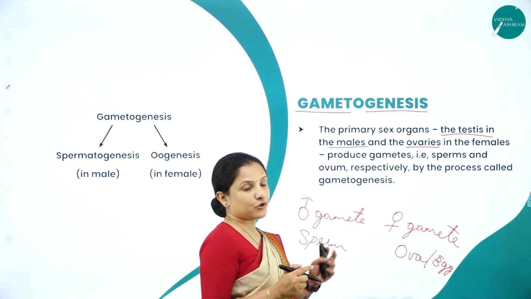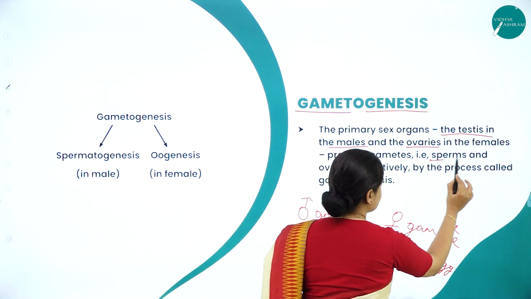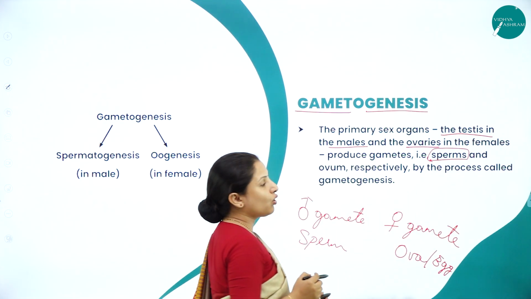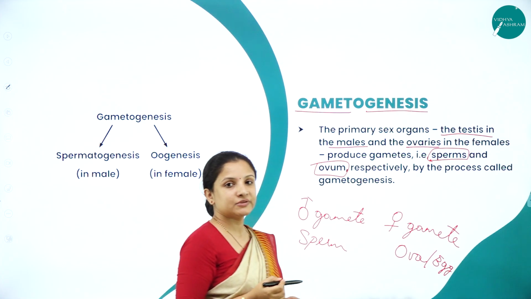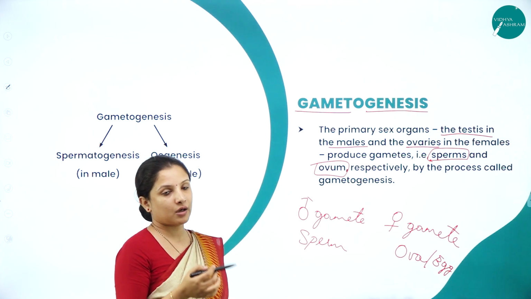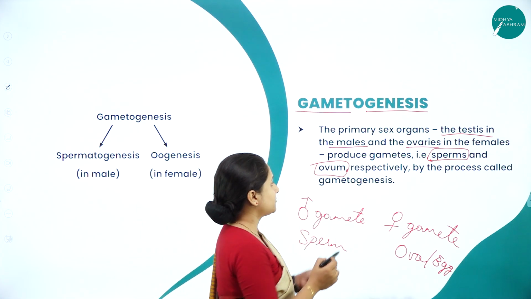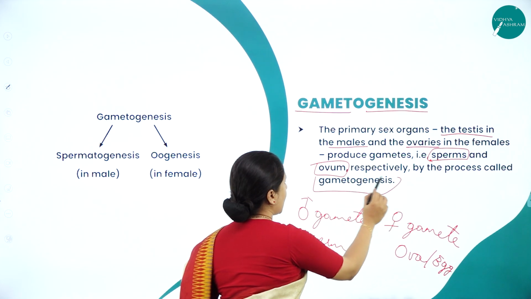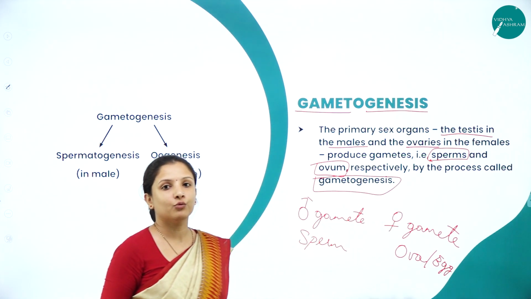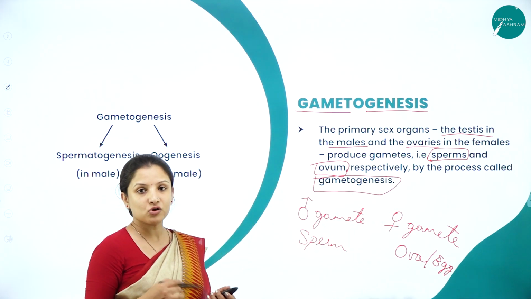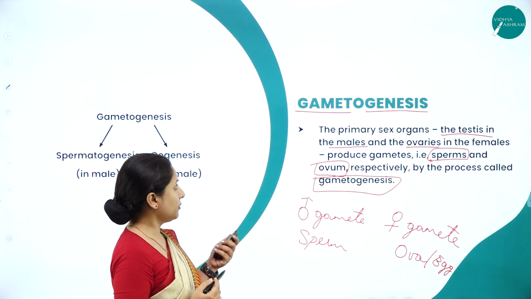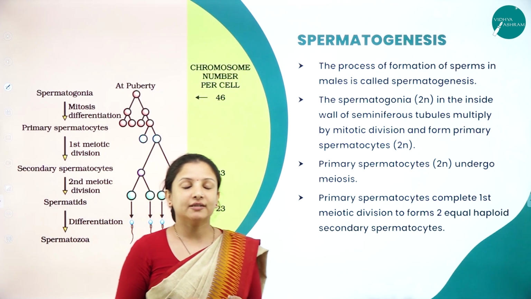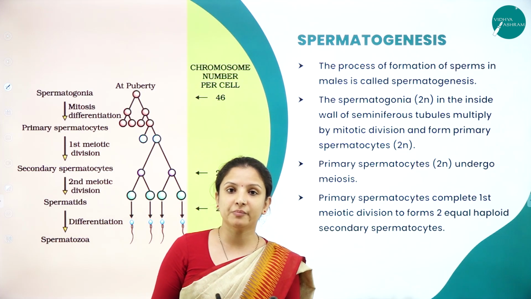The testis produces the gametes, which are called sperms, and the ovary produces the gamete, which is called the ova. Sperms are produced in the male and ova are produced in the female. This process of formation of gametes, that is the sperms and the ova, we call gametogenesis, wherein genesis means formation. Moving further, in gametogenesis, first we'll study spermatogenesis.